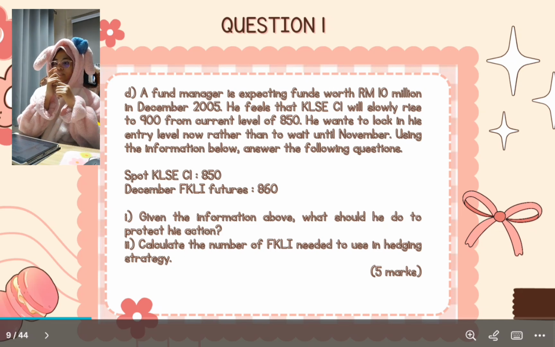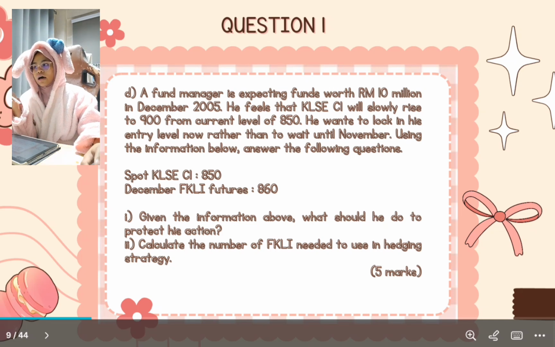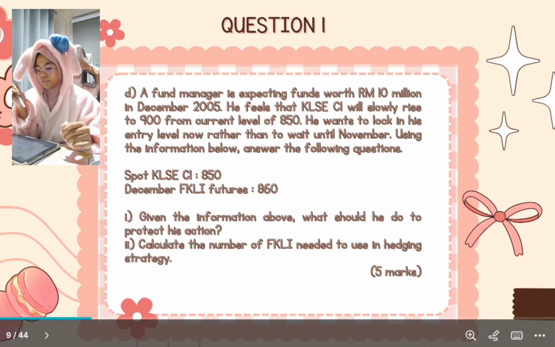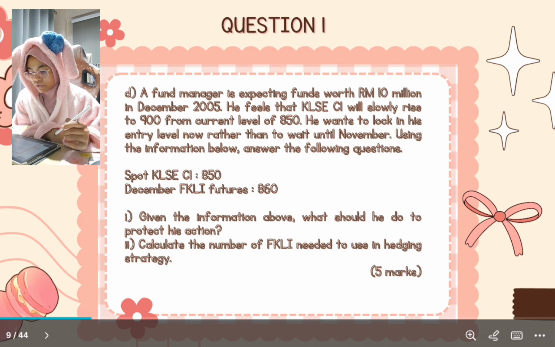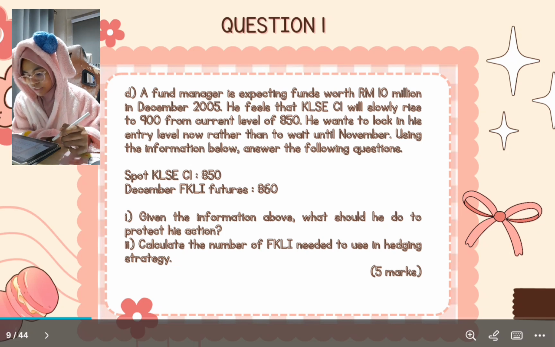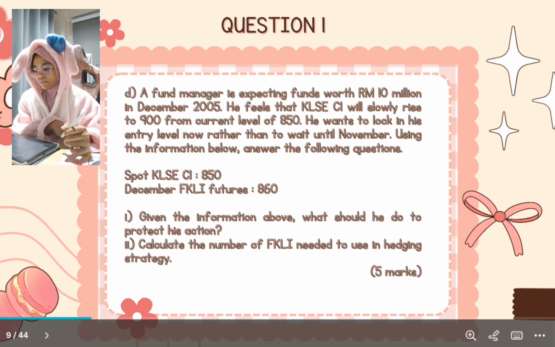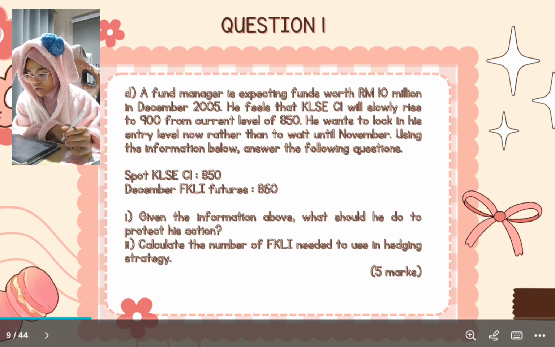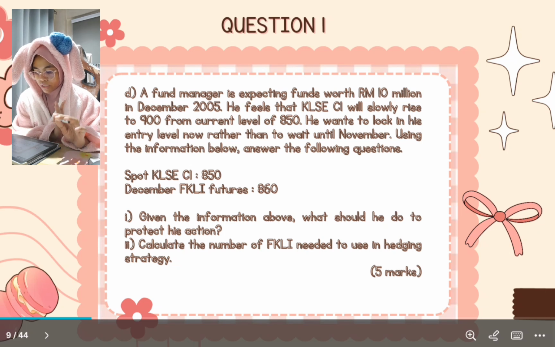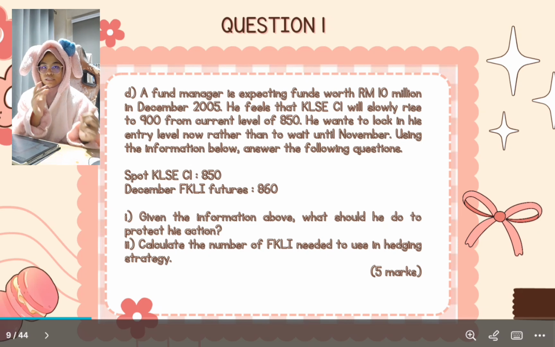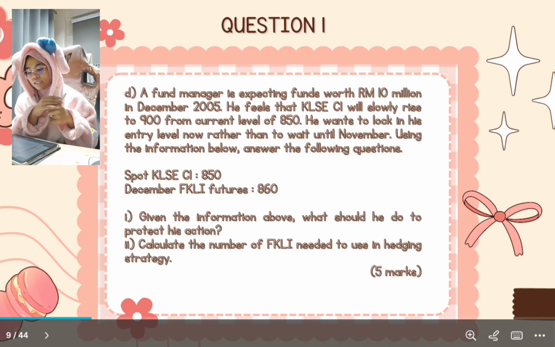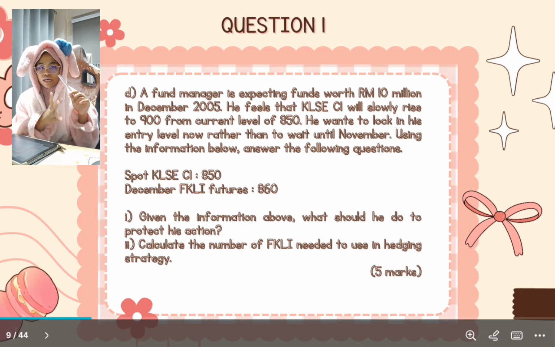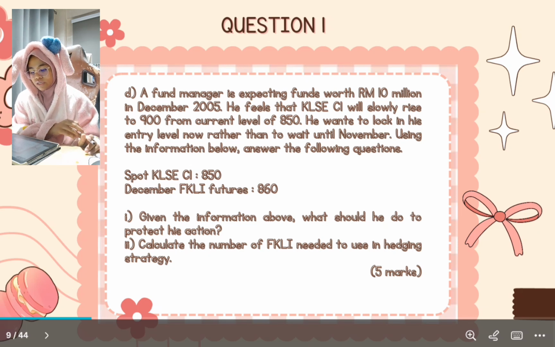So question 1D is, a fund manager is expecting funds worth 10 million ringgit in December 2005. He feels that the KLSE index will slowly rise to 900 from the current level of 850. He wants to lock in his entry level now rather than wait until November. Using the information below, answer the following questions. The spot KLCE index is 850 and December FKLI futures is at 860. Given the information above, what should he do to protect his action?